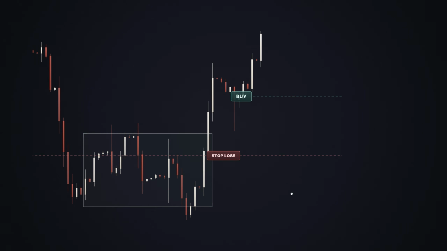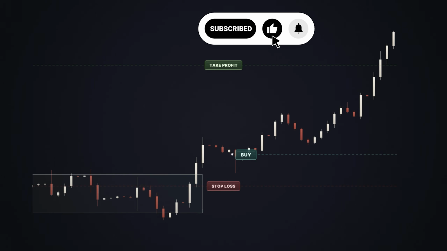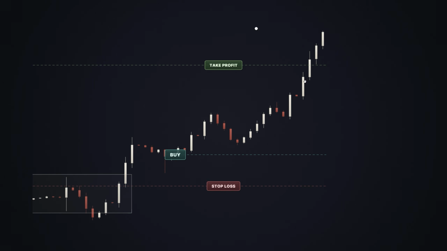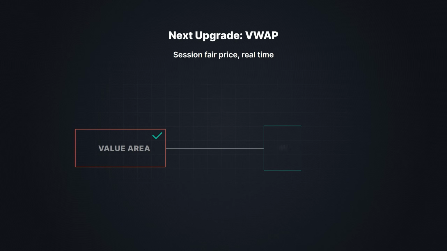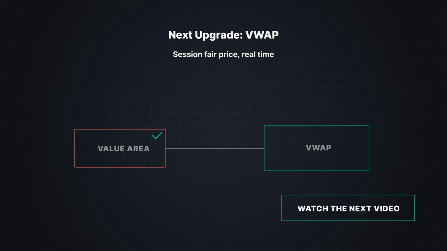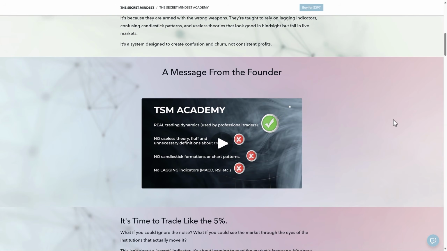Once you can read value like this, the next upgrade is making the value area more exact with VWAP. VWAP shows where the session's fair price is forming in real time. That's your next video. And this is exactly the kind of setup we break down inside our academy.